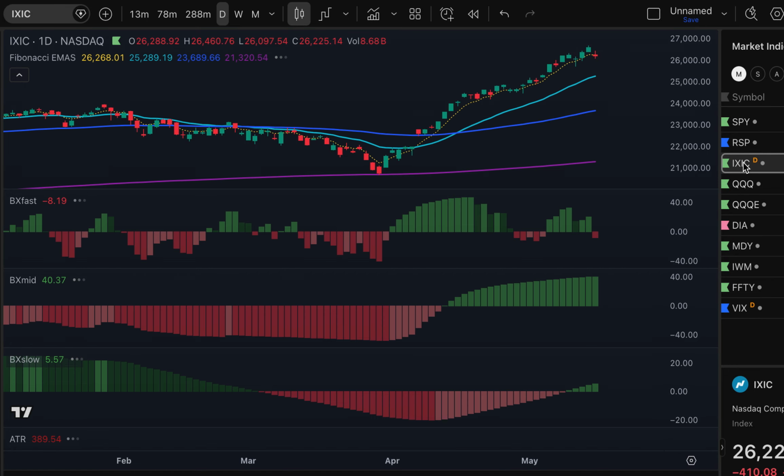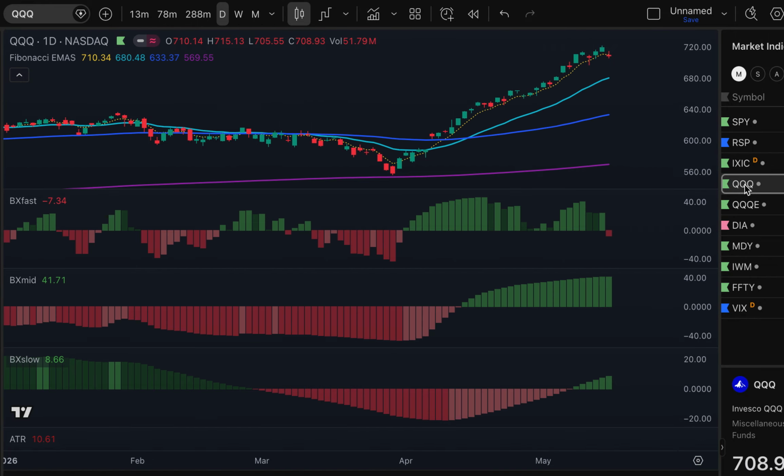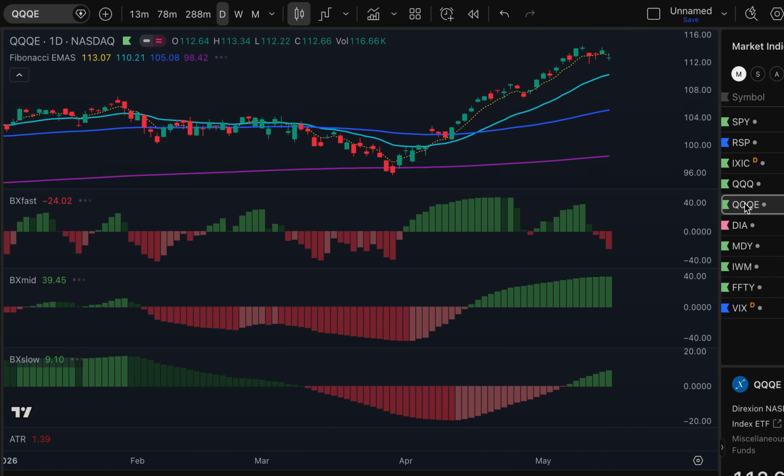Next, I'll look at the NASDAQ composite. Looks very similar to the S&P 500. Short-term momentum is starting to fade, but mid-term and long-term are still building. Next is the NASDAQ 100. Very similar. And the NASDAQ 100 equal weighted.